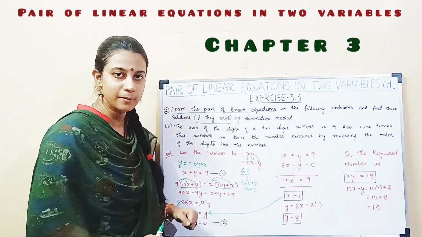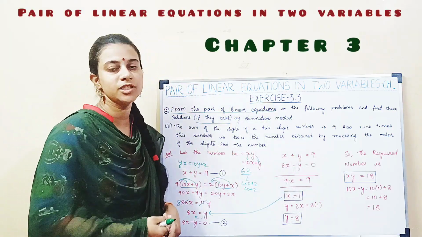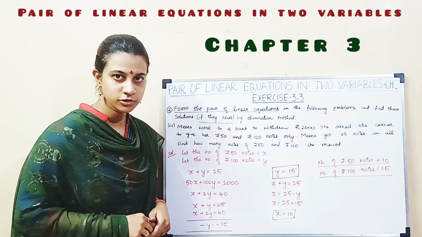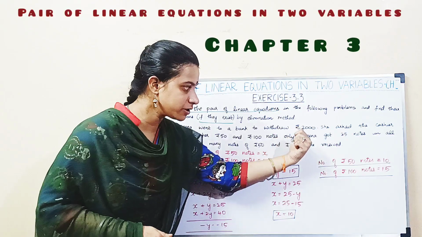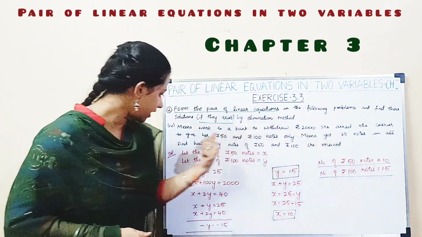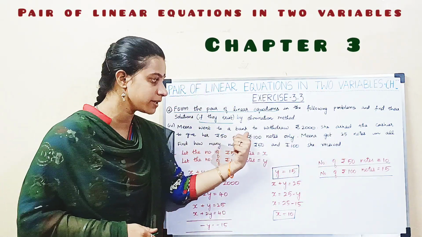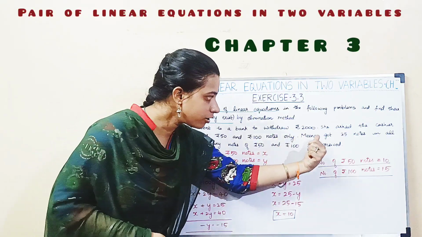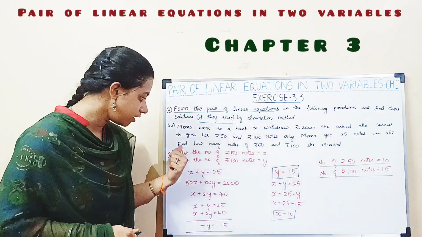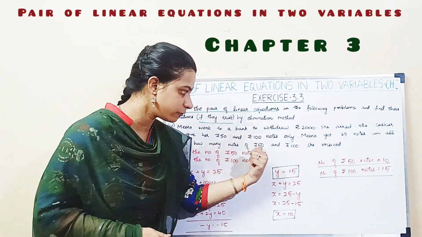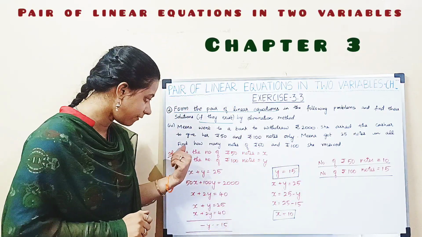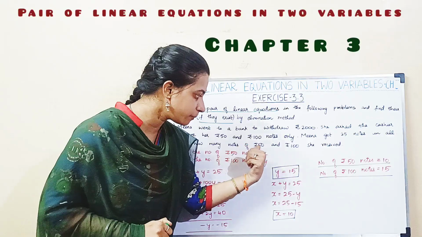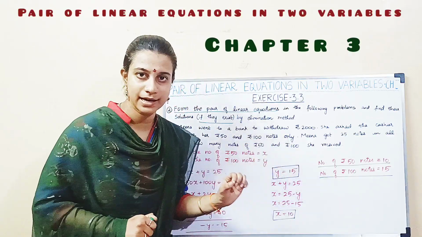Okay. With this we are completing this third subdivision. Now let's move on to the fourth one. Now the fourth subdivision reads that Meena went to a bank to withdraw rupees 2000. She asked the cashier to give her rupees 50 and rupees 100 notes only. Meena got 25 notes in all. Find how many notes of rupees 50 and rupees 100 she received. Okay. This is what we have to find here: the number of notes of rupees 50 and rupees 100 Meena has received.